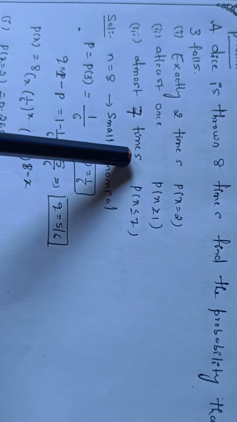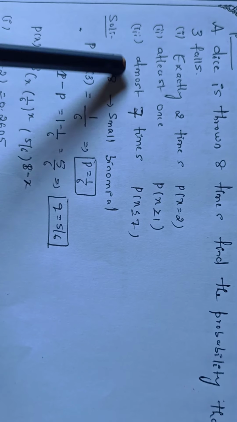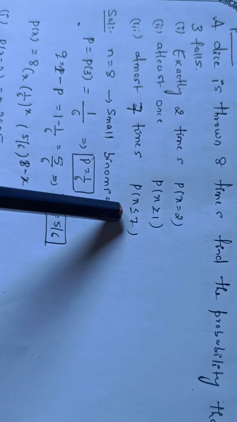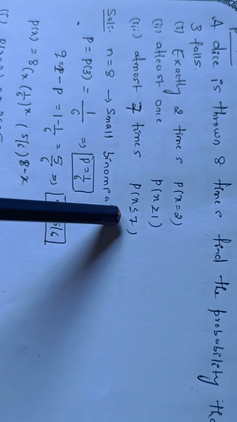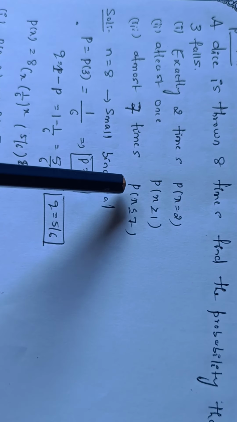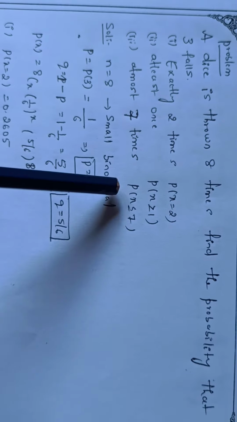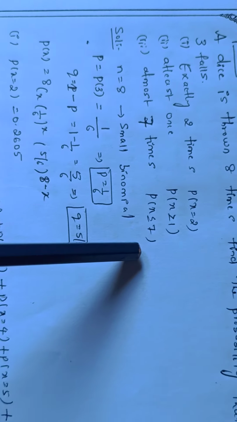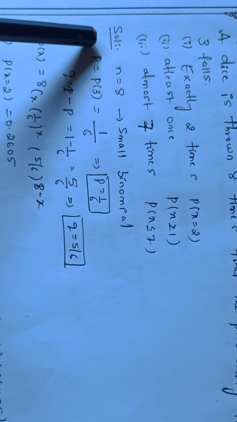At most 7 times means a maximum of 7 times, not more than that. So you have to use the inequality, that is the less than or equal to symbol. So in this case you have to find the probability of x less than or equal to 7. So next, here we have a solution.